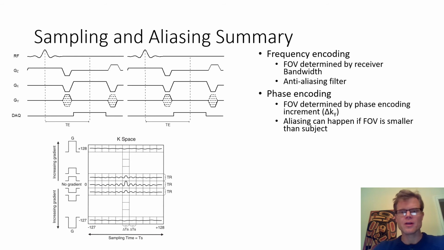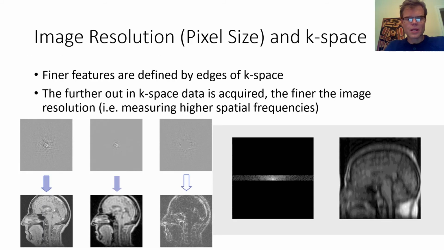So the summary here: in frequency encoding, our field of view is primarily determined by the receiver bandwidth, but also the readout gradient amplitude, and we can apply an anti-aliasing filter, so we never have aliasing in frequency encoding. In phase encoding, the field of view is determined by the phase encoding increment, so how much we're changing that gradient from TR to TR, which is the delta ky. And aliasing can happen if the field of view is smaller than the subject in this dimension.